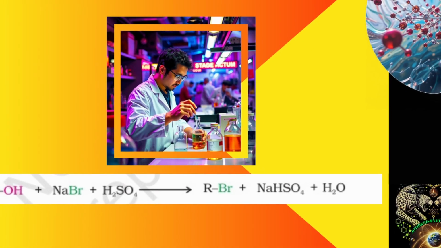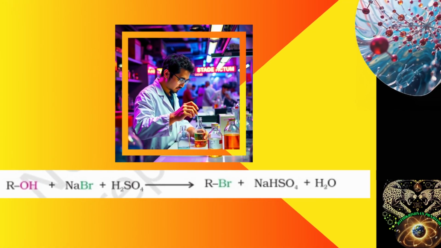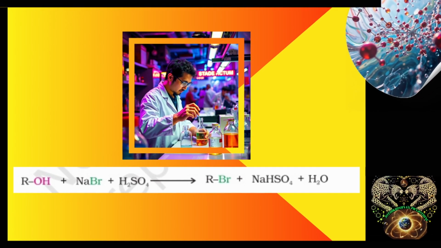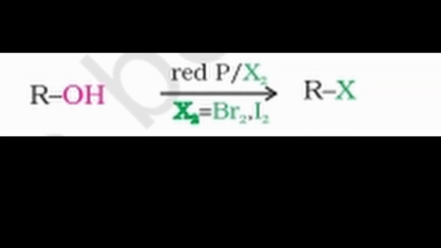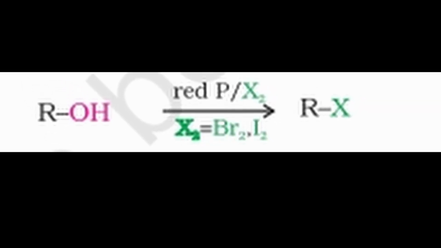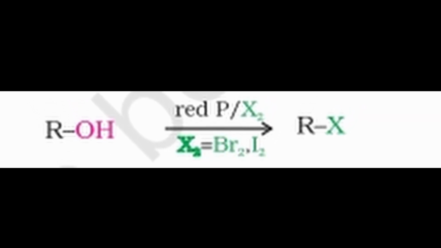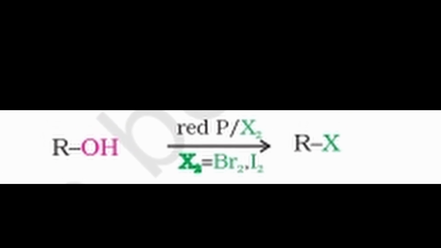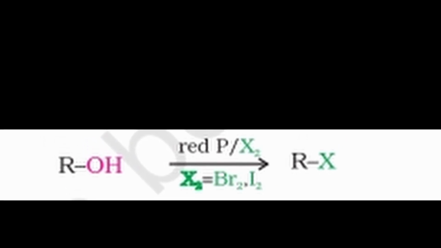Sometimes, instead of using hydrogen bromide or hydrogen iodide directly, chemists use phosphorus tribromide or phosphorus triiodide. These are often made right in the reaction mixture by mixing red phosphorus with bromine or iodine. It's a clever way to get the job done without handling these reagents separately.